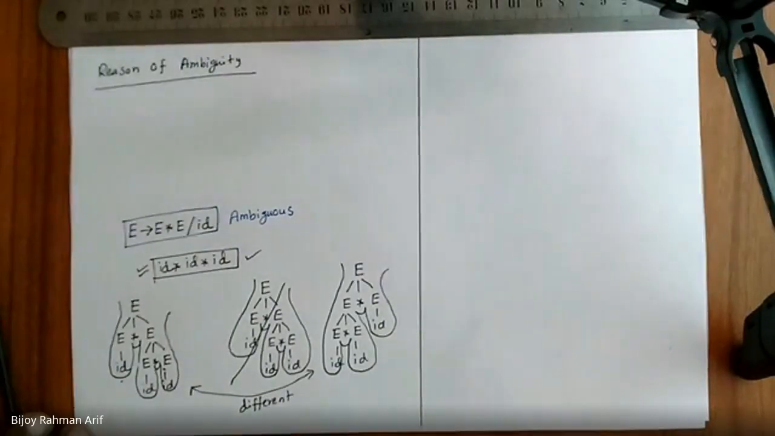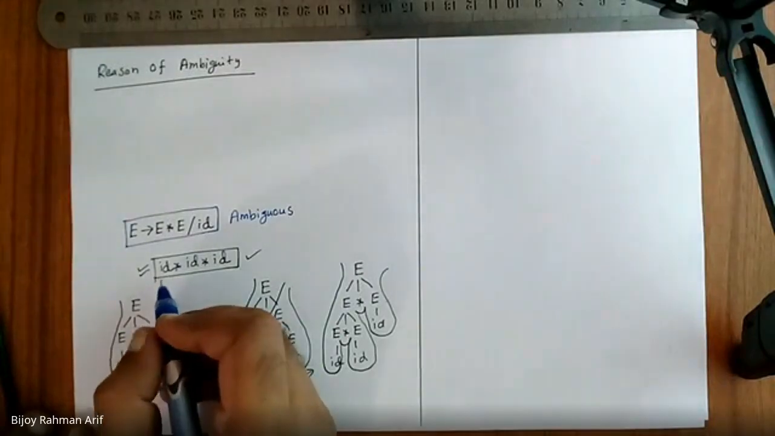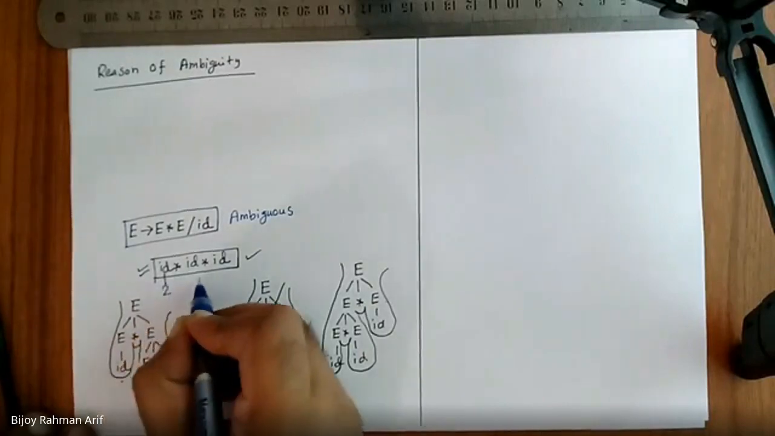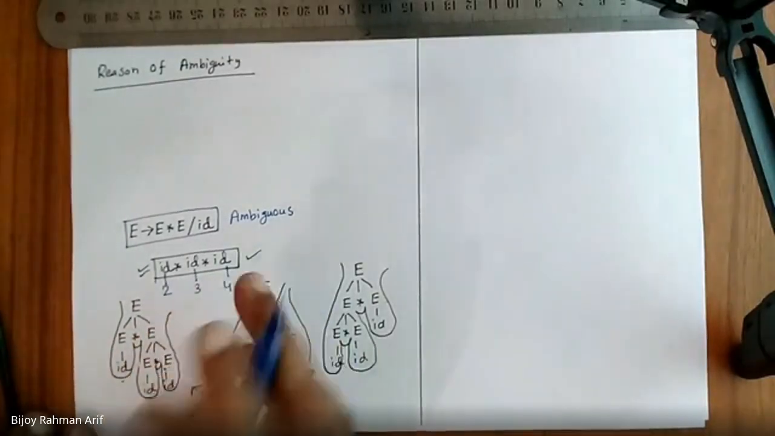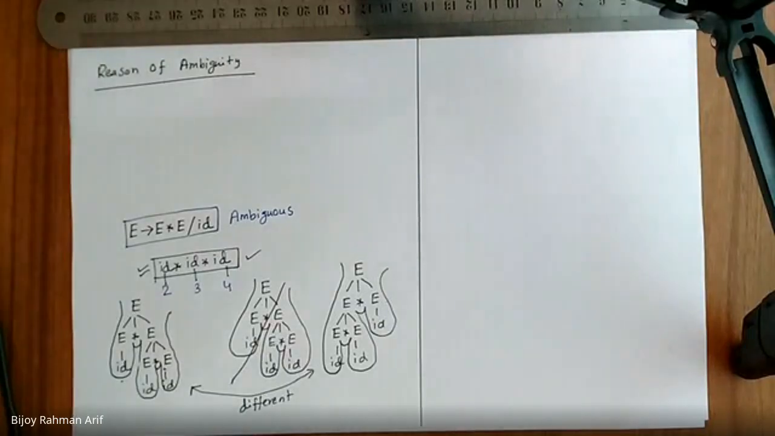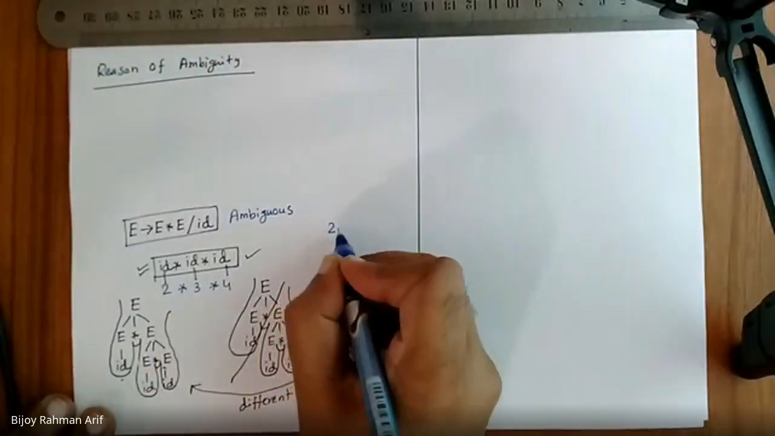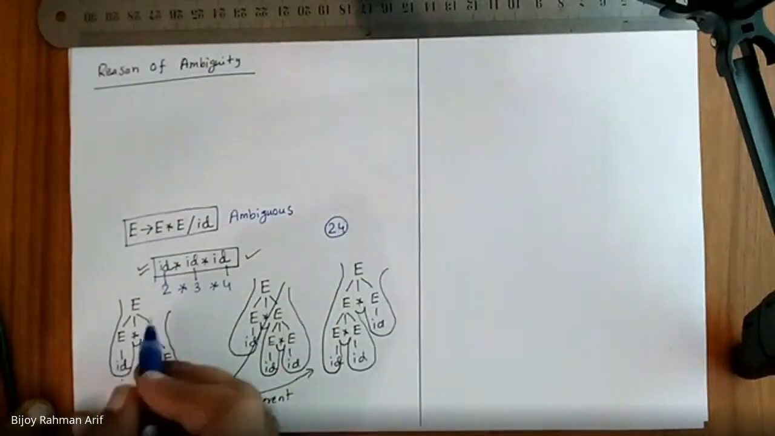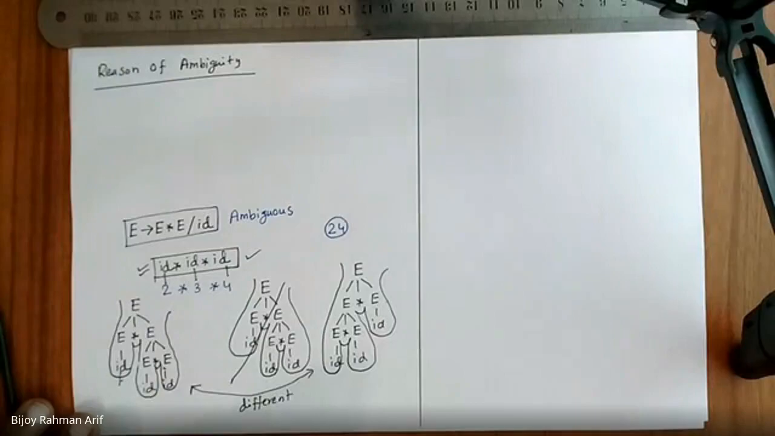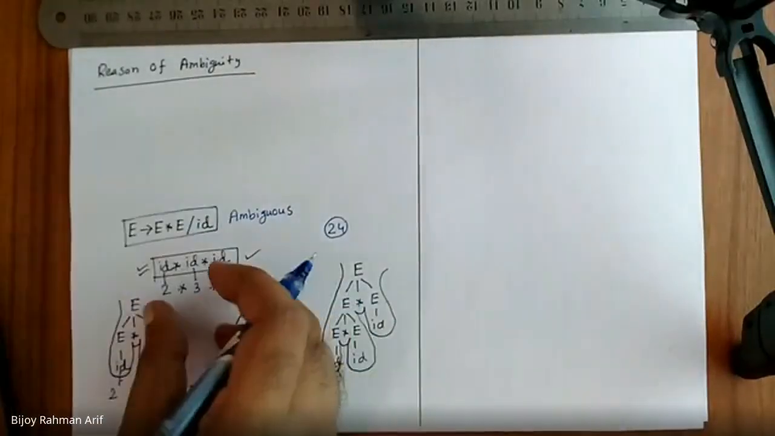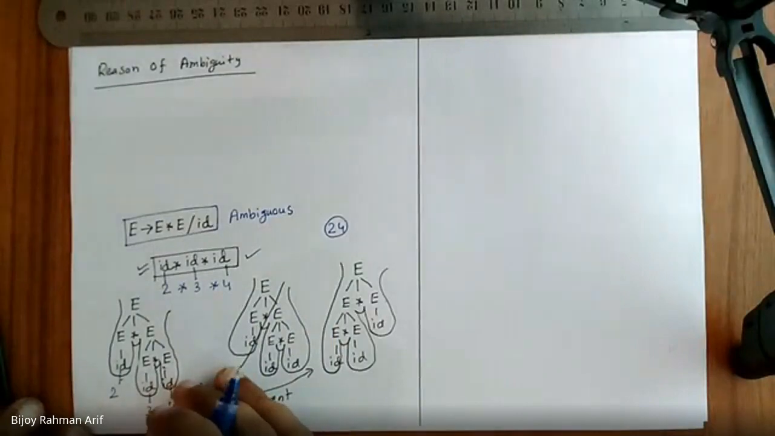Let's consider these are not IDs, or they are IDs right now, and next time they are replaced with numbers. This one is 2, this one is 3, this one is 4. So what would be the answer? 24. No problem about that. But if you go to the parse tree, this one is 2, this one is 3, this one is 4.